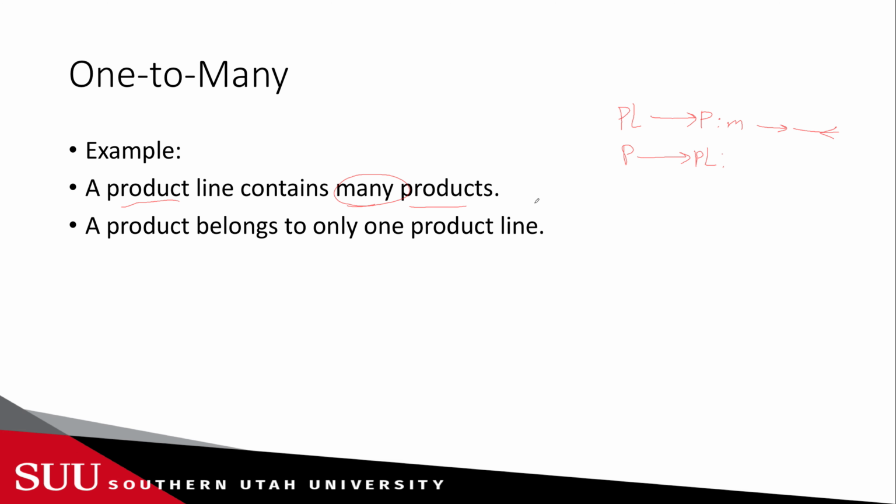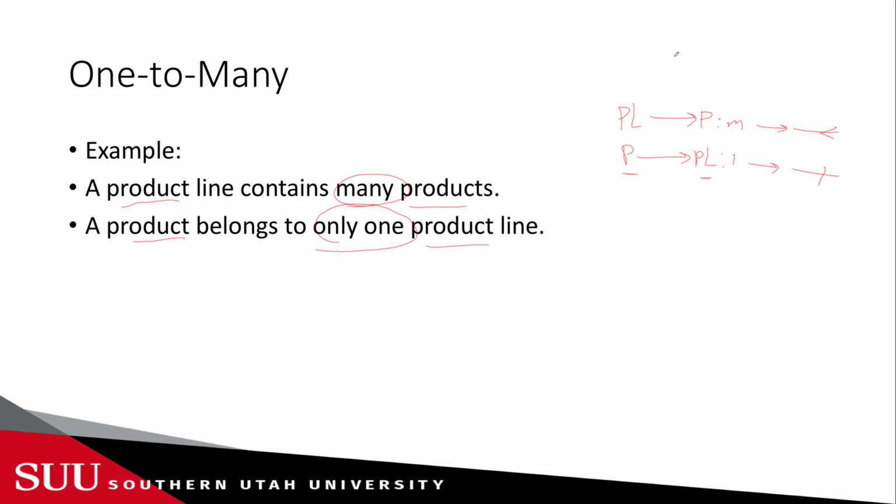Now, from product to product line, a product belongs to only one product line. I'm starting with product, ending with product line. So when I'm starting with product, ending with product line, it says only one. So in this case, I have a cardinality of 1, and this is going to result in this notation.